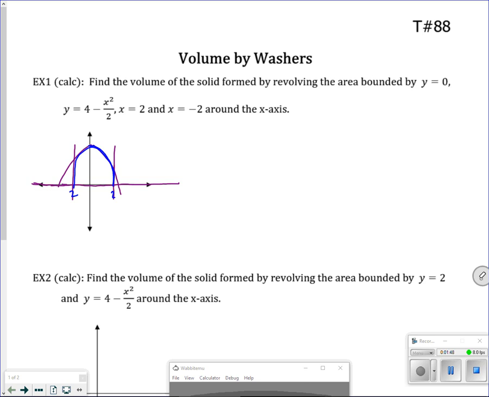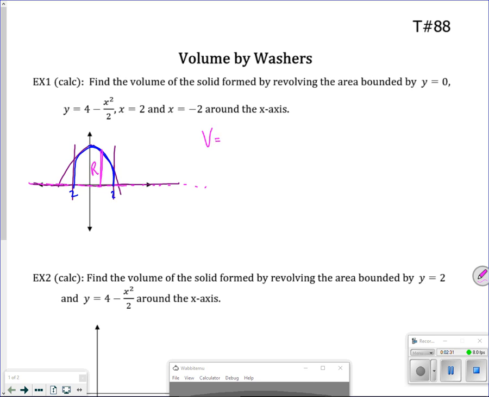So the next question is, okay, so you're revolving that around the x-axis. So you get something like this. Well, as we learned from yesterday, this is a disk problem, isn't it? Because notice that the bounded region shares a side with the axis of rotation. So my R is always perpendicular to the axis of rotation. And so this is going to be a disk problem.